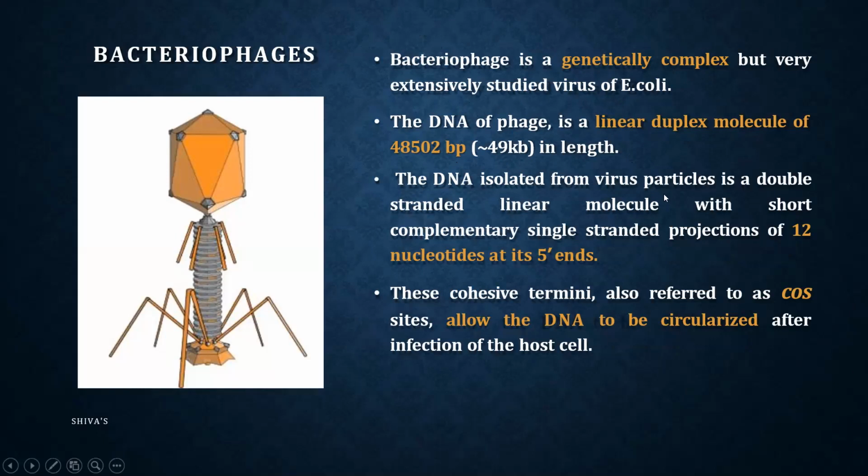The DNA isolated from the virus is a double-stranded linear molecule with short complementary single-stranded projections of 12 nucleotide bases. To handle 12 nucleotide bases is not that complicated compared to other eukaryotic gene vectors. These cohesive termini, this 12 nucleotide sequence on the complementary strands, are also known as cos sites. They allow the DNA to become circular after infection in a host cell or a bacterial cell.